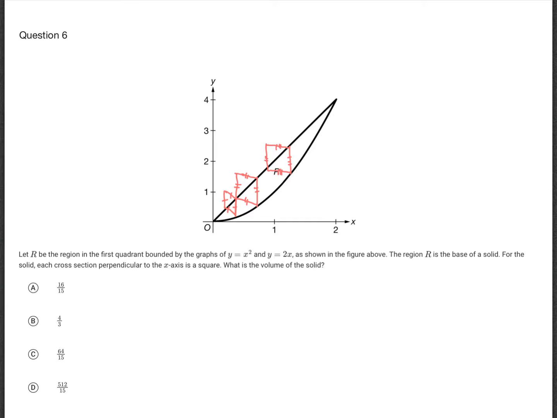Okay, so we want to know the volume. So we really want to get, here, let's set this up. Cross sections are perpendicular to the x-axis, so everything will be in terms of x. So we know, first off, this goes from 0 to something. It looks like 2, and if you set these equal to each other, you get x equals 0 and x equals 2 as the solutions, and that makes sense. So those will be our limits.